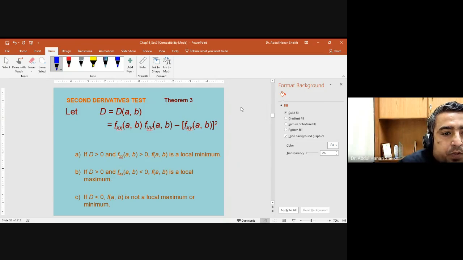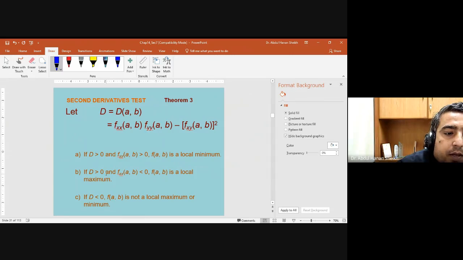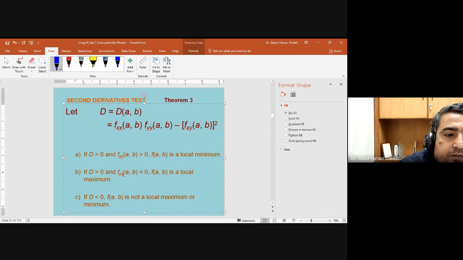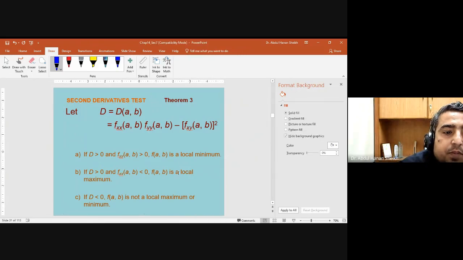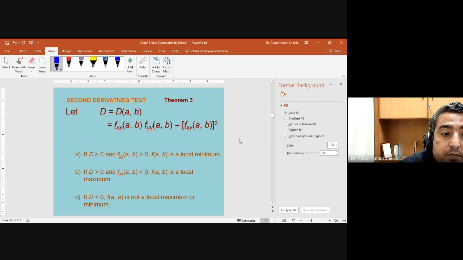Define D as f_xx times f_yy minus f_xy squared at the point (x, y). Now if D is positive, this complete term is positive, and along with this, if the second derivative with respect to x is positive, then this point is a minimum. And if D is positive and f_xx is less than 0, then this is a local maximum. So if this is positive, it's a minimum; if this is negative, it's a maximum.